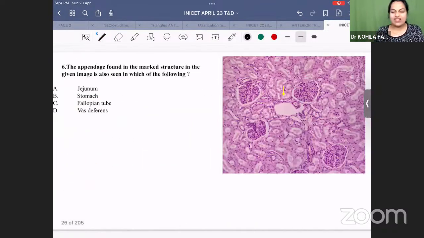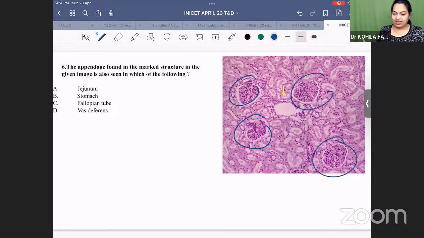Recently in NEET-PG, they gave this image. Did you do that? What is this histological image? You identify the glomerulus here. So these are the glomerulus. So it's a slide of the kidney. In the cortex of the kidney, other than glomerulus, what are those? The PCT and DCT. What is the cellular appendage you expect to see in PCT?